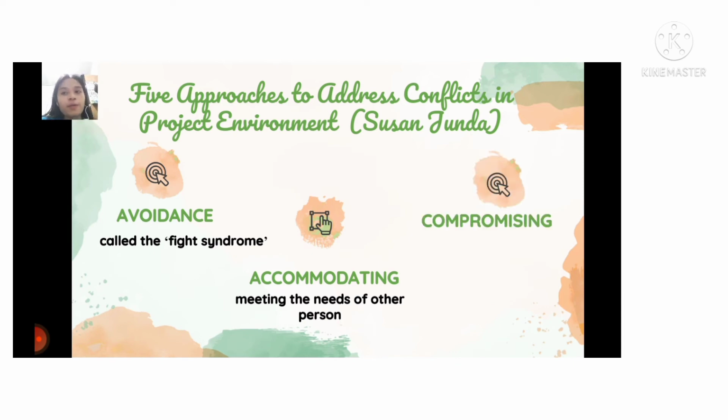Then we have compromising. Compromising is an attempt to find the middle ground. To compromise is to search for solutions so that both parties leave at some degree of satisfaction. So this method is used when you can't win, when others are as strong as you are, or when you are not sure that you are right, or when you want to maintain your relationship with your opponent.